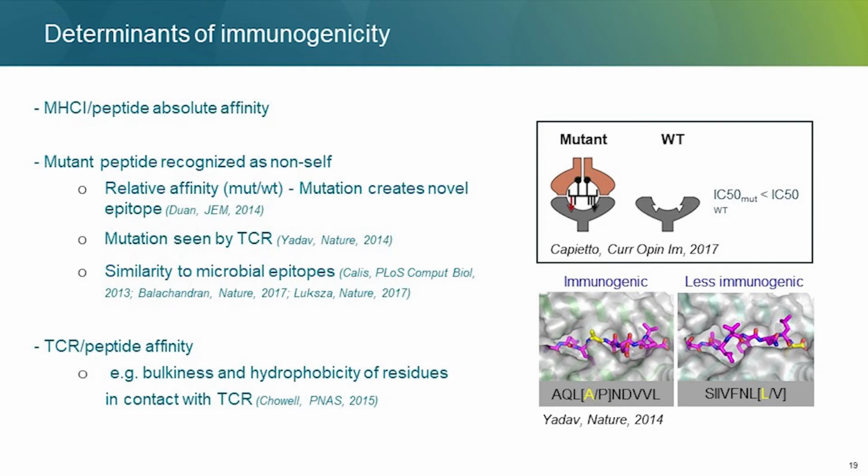There are also some studies that have suggested that similarity to microbial epitopes may be important for these peptides to be recognized as foreign. And there are also studies suggesting that the TCR-peptide affinity is important, and that the bulkiness as well as the hydrophobicity of the residues that are in contact with the TCR play an important role in leading to immunogenicity.